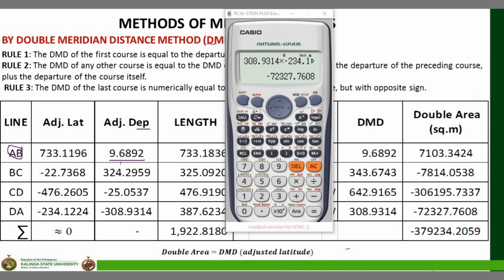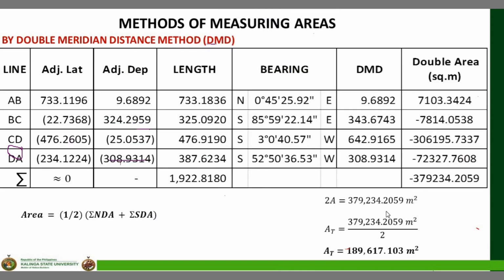Nagets tayo ni double area niya? This is not yet the final answer. Since ang hinahanap natin dito is the area itself, so the next process is here. You have to divide the double area by 2 para makuha natin yung total area.